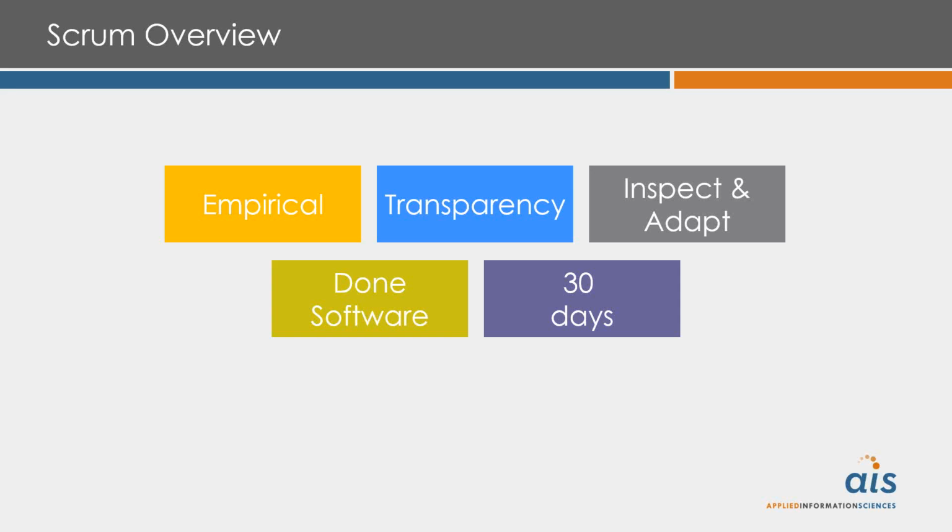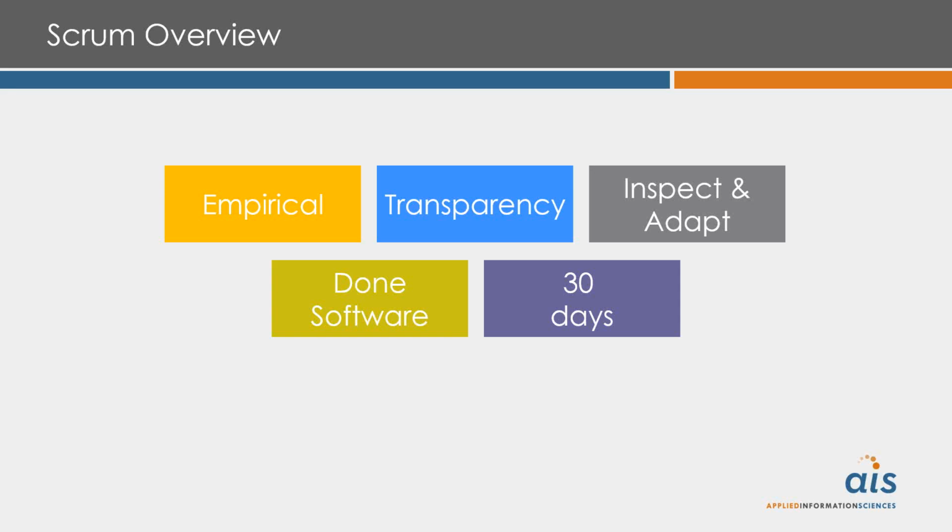Finally, in 30 days or less, we want to be producing done software. We aren't producing partially done software. We're producing stuff that might or could be potentially shipped if it's accrued enough value to the product owner's discretion.